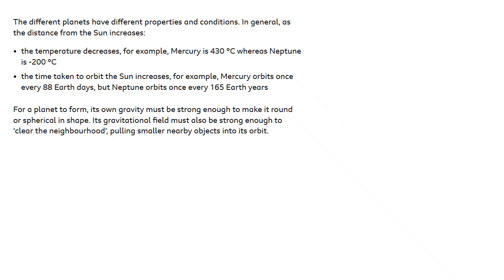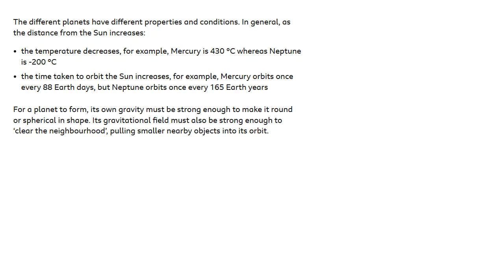The different planets have different properties and conditions. In general, as the distance from the Sun increases, the temperature decreases. For example, Mercury is 430 degrees Celsius, whereas Neptune is minus 200 Celsius. The time taken to complete an orbit of the Sun increases. For example, Mercury orbits once every 88 Earth days, but Neptune orbits once every 165 Earth years.